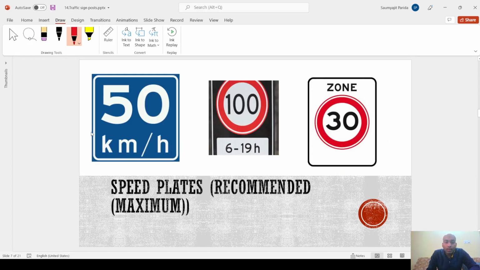This signboard is called a recommended signboard, and this is the maximum recommended signboard. In the exam there can be a question on whether this speed is maximum or minimum. This is a maximum recommended signboard. And these are some other signboards, and if this is the signboard, then it is applicable for the whole zone, with a maximum speed limit of 30 km per hour.